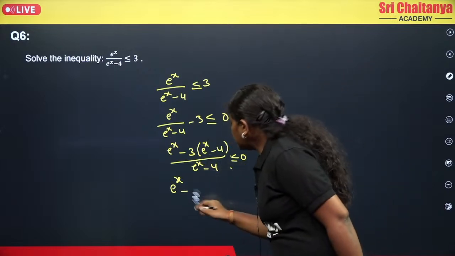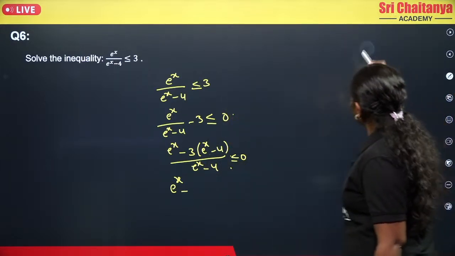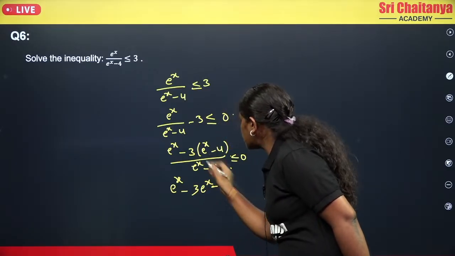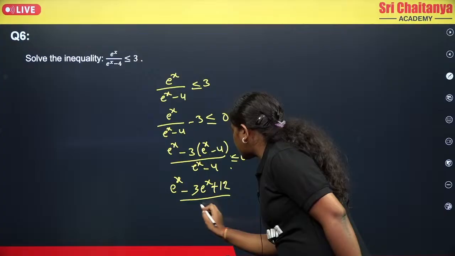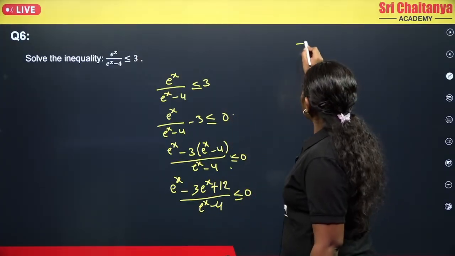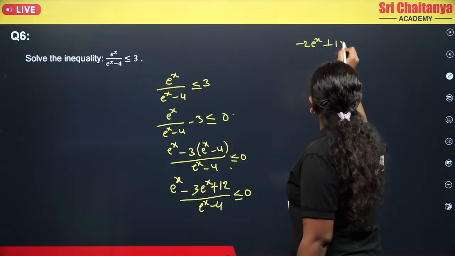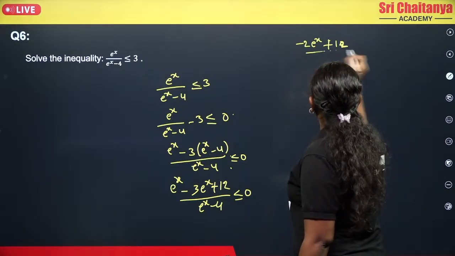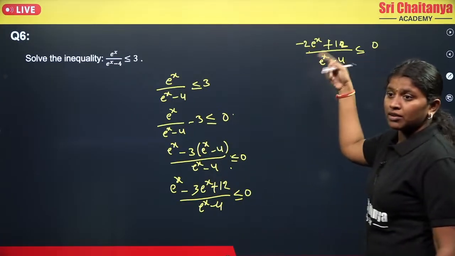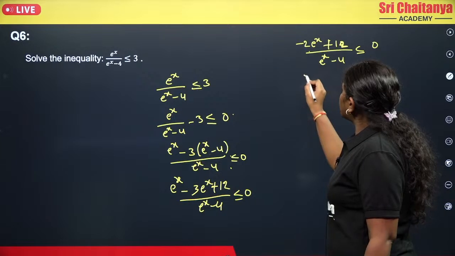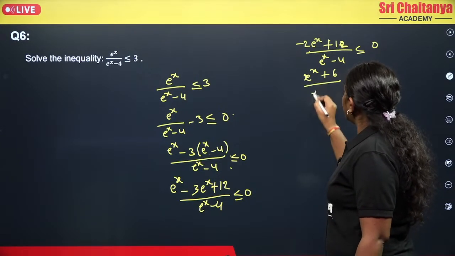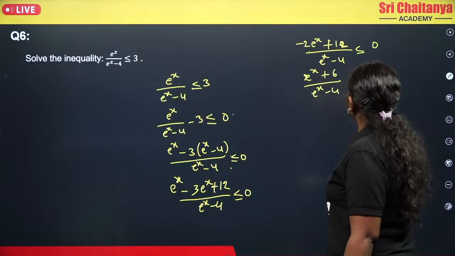So here it will become, just multiply with your 3. So that is minus 3 e to the power x, minus into minus plus 12, by e to the power x minus 4 less than or equals to 0. So from this what you will get, minus 2 e to the power x plus 12 by e to the power x minus 4 less than or equals to 0. Now we need to eliminate our minus. So multiplying with minus, you can take your 2 common also. So here it will become e to the power x plus 6 by e to the power x minus 4 less than or equals to 0.